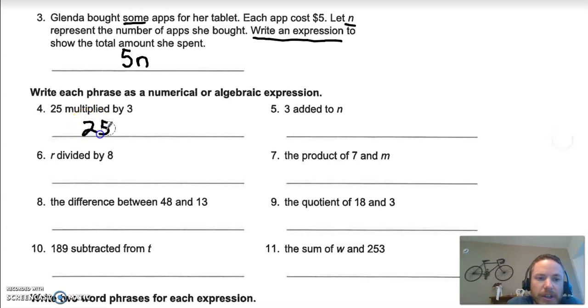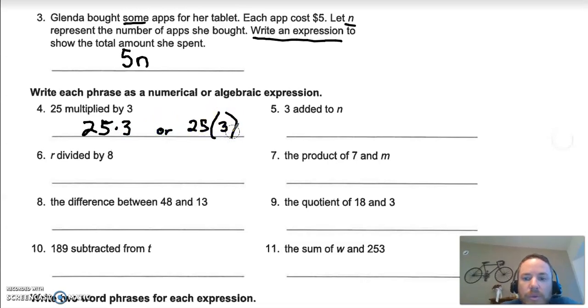Probably the most algebraic way to write this would be 25 dot 3, or 25 times 3 using parentheses. We are not going to use the x. Number 5, 3 added to n. I kind of like to start with the n and then add 3 to it, but if you did it the other way and did 3 plus n, it is okay.